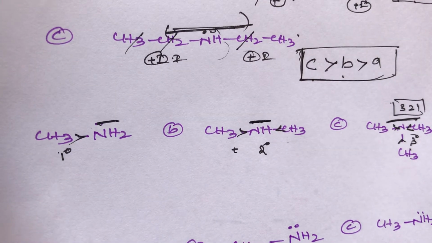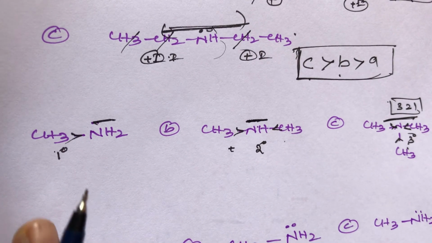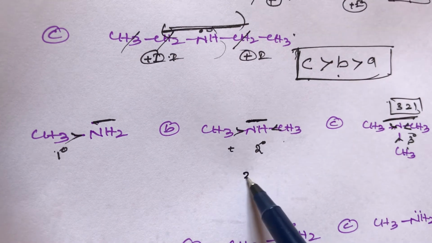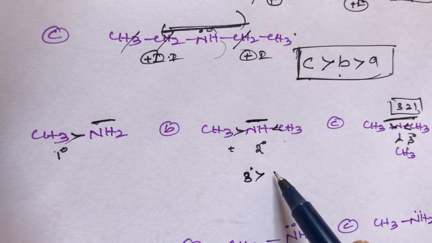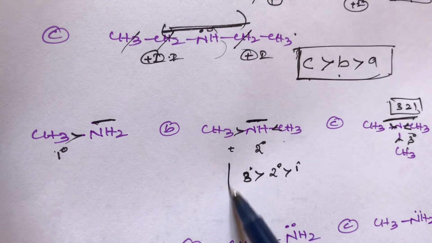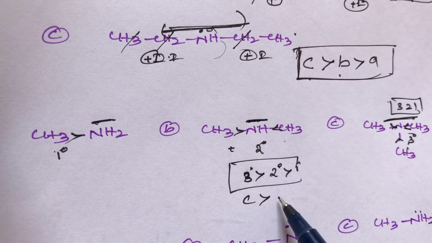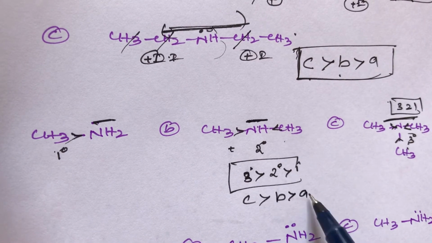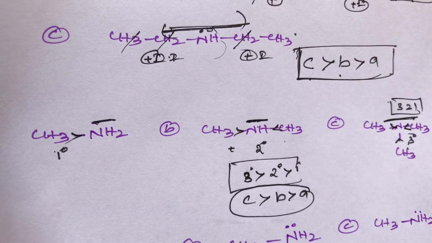So out of these three, which one is more basic? We know the order, that is tertiary, secondary, primary. So the order is tertiary is greater than secondary is greater than primary. So what is the order here? C is greater than B, B is greater than A. This is the basic strength order of the given compounds.